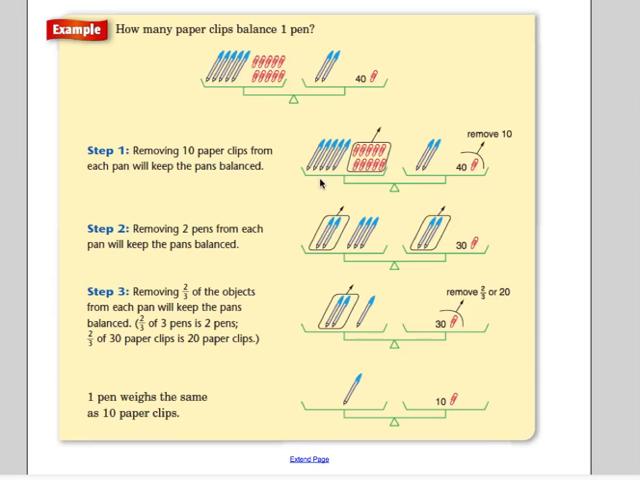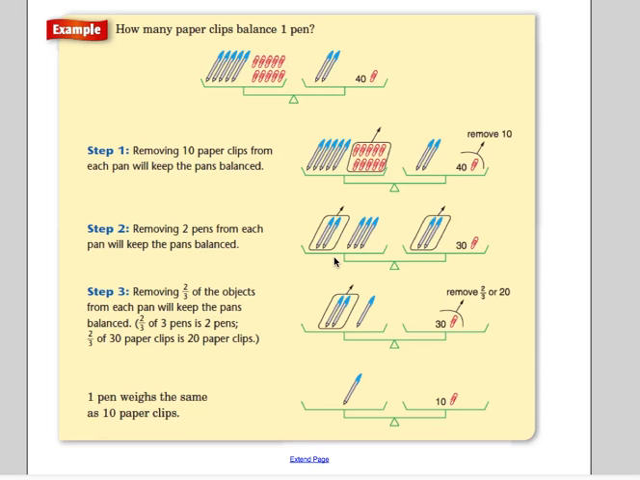For the first step, we can remove 10 paper clips from each pan, and that'll keep the pans balanced. Because I can take 10 paper clips away on the left side, I can take 10 paper clips away on the right side. So now I'm left with 5 pens over here and 2 pens and 30 paper clips on the right side. They're still perfectly balanced because we removed the exact same amount from both sides.